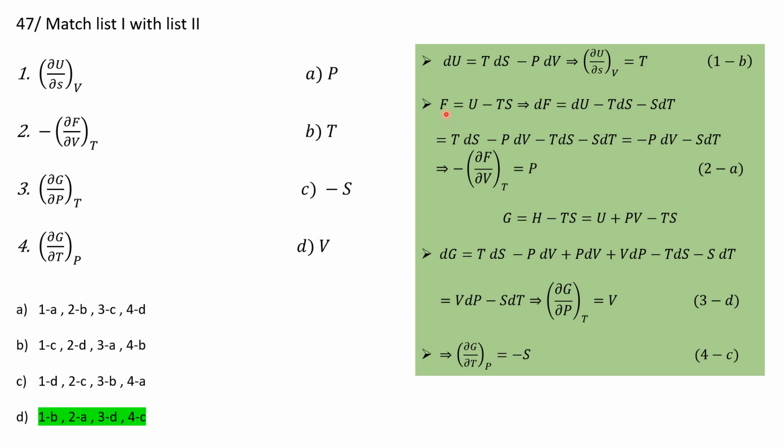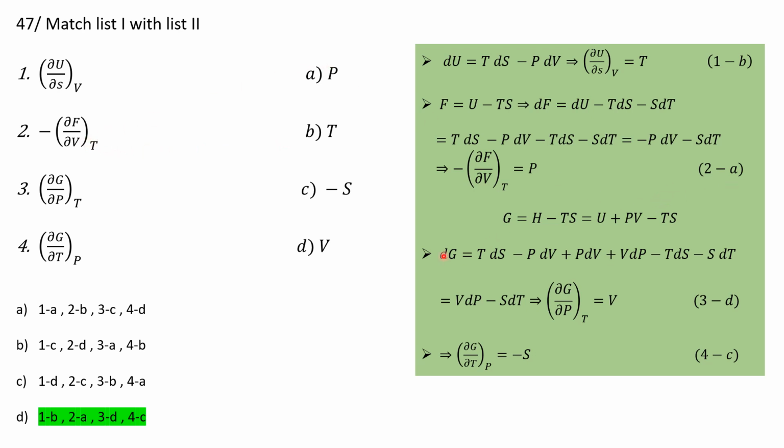Then we know that F is equal to U minus TS. From here dF will be equal to dU minus TdS minus SdT. Again we know dU is equal to TdS minus PdV. Putting this value here, dF will be equal to minus PdV minus SdT. Here it is asking minus del F by del V at constant temperature. This comes out to be pressure. So option B matches with A.